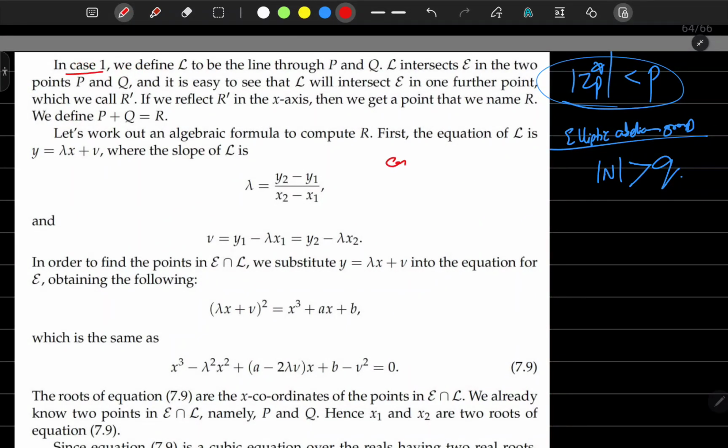What is case 1? I told you, case 1 is nothing but x1 not equal to x2. So it looks like this. The line will cut the curve like this. This is point P, this is Q, this is R, and minus R will be our P plus Q.